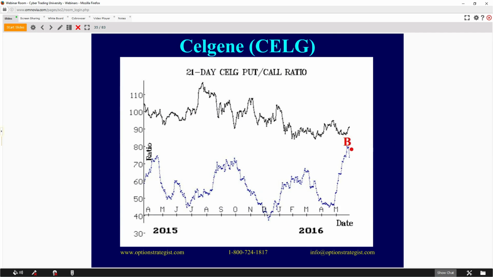Here's Celgene. This guy just gave a buy signal. The chart has kind of been sporadic and not doing too well, but put call ratio got up here to its highest level that it's been at in a year and then rolled over. So I figured that's at least worth a mention as a potential buy signal.